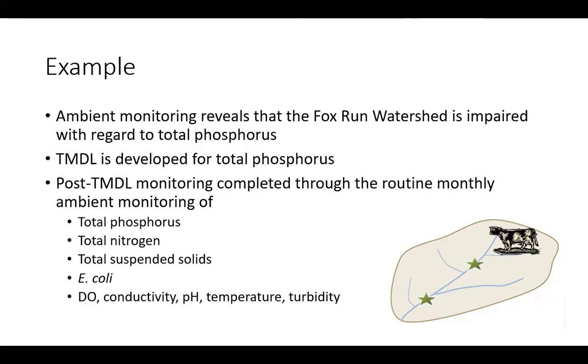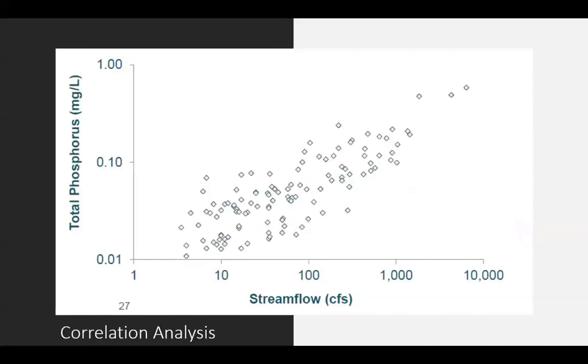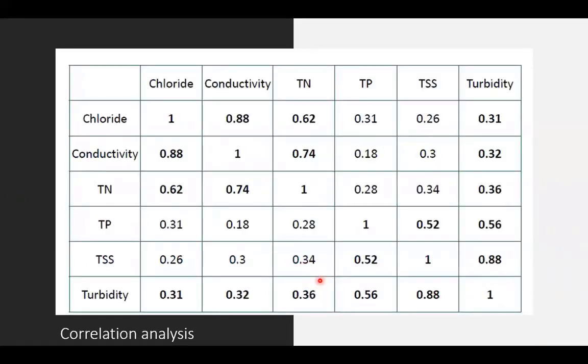Once we start getting this data, we can start looking, for instance, at correlations. We can start analyzing the data. So for instance, we can determine whether or not there's a correlation between total phosphorus and stream flow. Based on this data, it looks like there's a strong correlation. Notice here these are both in a log-log plot, as shown here. You can also do a correlation matrix.